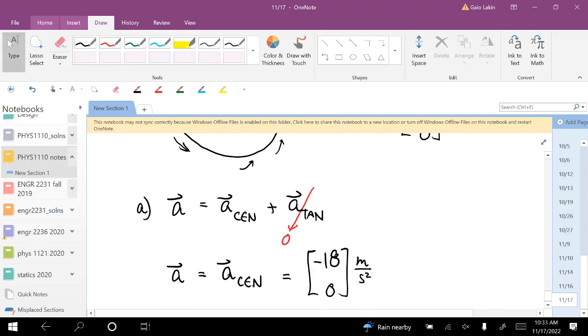How many g's of acceleration is that? A little less than 2, yeah, right about 2. Right, just 2 times 9.